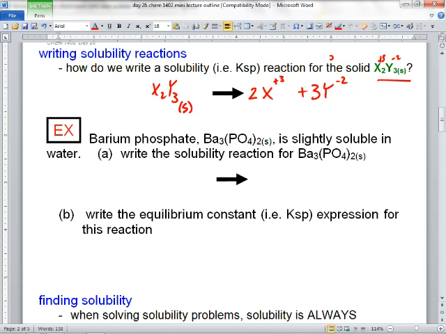Okay, so let's try this one. Barium phosphate is slightly soluble in water. Write the solubility reaction. So go ahead and write it. Remember, that's solid going to its ions. For barium phosphate, here we have a polyatomic ion, phosphate, but it's written in parentheses, so it's easier to tell what it is. You shouldn't have to remember what the charge is on the phosphate, just look at the formula. If you write water, you have to write H2O on both sides, and this ends up canceling out anyway. So the solid goes to its ions.